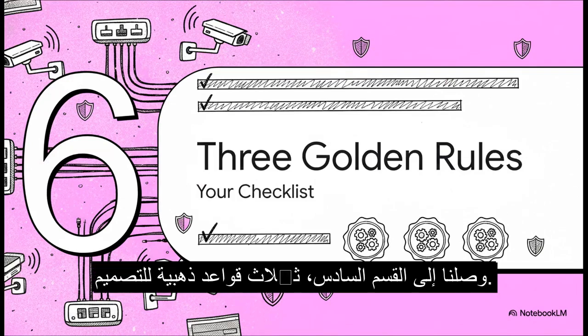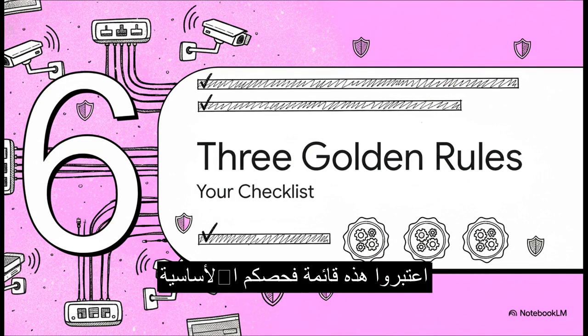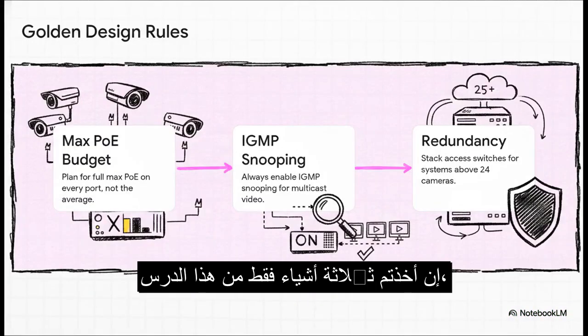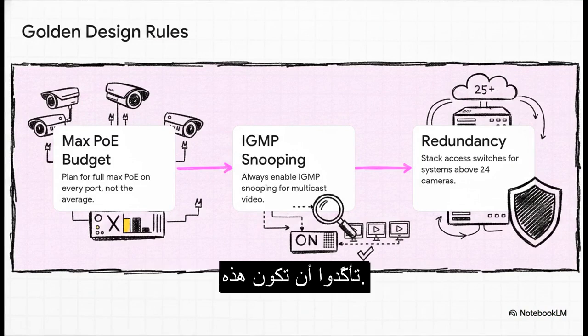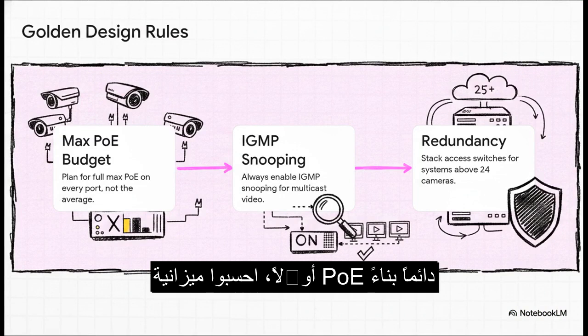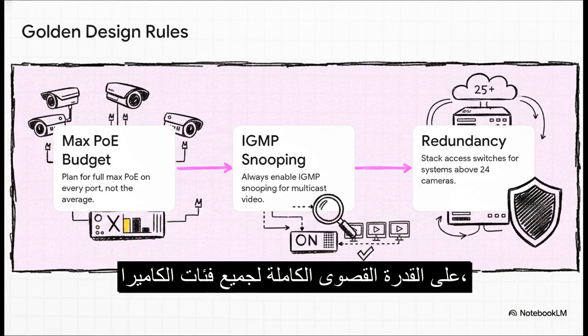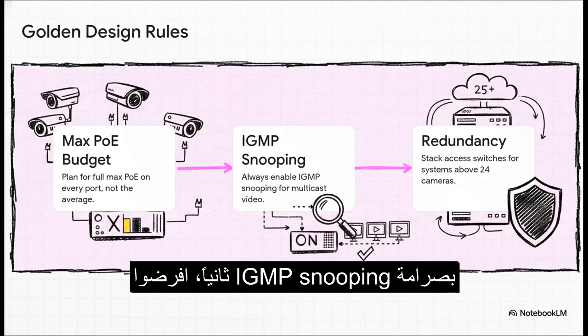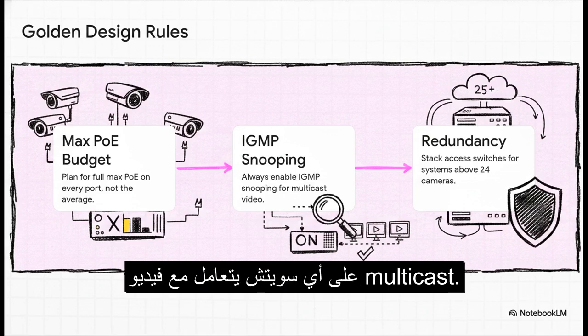We made it to Section 6. 3 golden design rules. Consider this your essential checklist to lock in everything we've just covered. If you only take away 3 things from this explainer today, make absolutely sure they are these. Number 1, always calculate your PoE budget based on the full maximum power of all camera classes. Totally ignore average PoE calculations. Number 2, strictly mandate IGMP snooping on any switch handling multicast video.